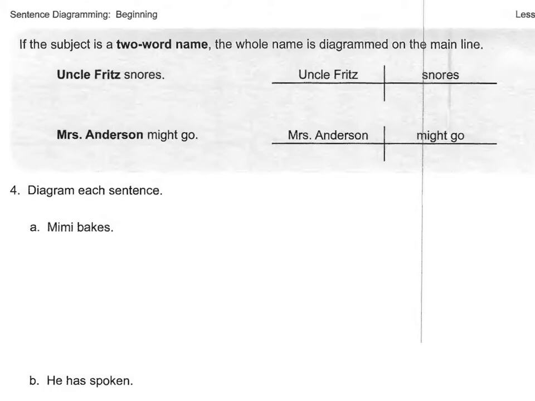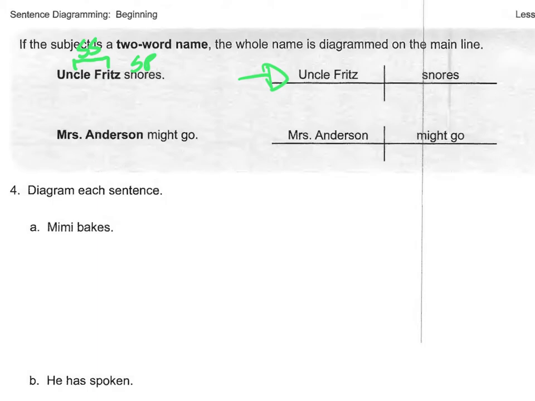Okay, I'm on the last page. This is the back of the packet. It says, if the subject is a two-word name, or it could be more than 2 words, but it says two-word name, the whole name is diagrammed on the main line. So again, it's not about how many words, it's how the words function. So who or what is this first sentence about? It's about Uncle Fritz. So this whole thing together functions as one grammatical unit. It functions as the simple subject. What does he do? Well, he snores. Simple predicate. Notice how they put everything for the simple subject on that first line right there.